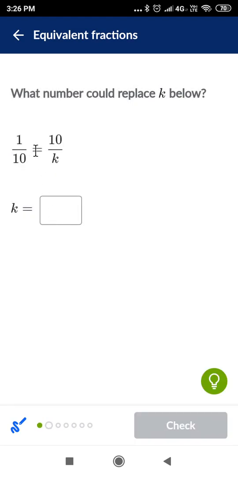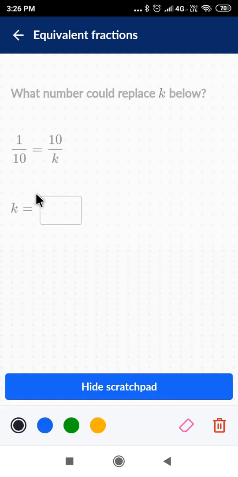Here we have the relationship between 1 and 10. 1 into 10 is 10. 10 into 10 is k. So how much is 10 into 10? 100. That is the answer.